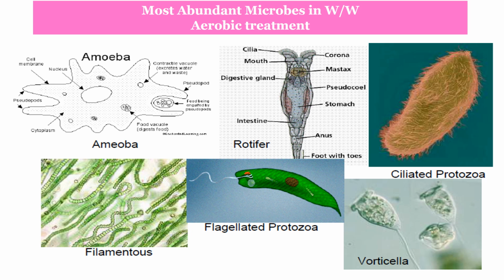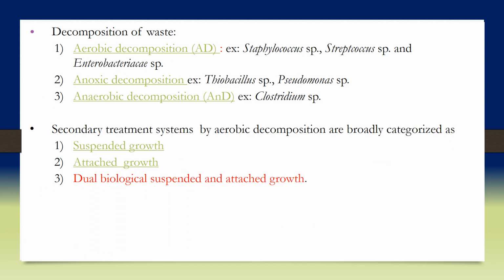Okay, next is the example of the microorganism which is used for the wastewater treatment process. Okay, in the decomposition of the waste in secondary treatment, kita ada 3. Yang pertama, aerobic decomposition, anoxic decomposition, and anaerobic decomposition. So this all is the example of the bacteria which is used in each process. So these 3 are important, you need to remember.